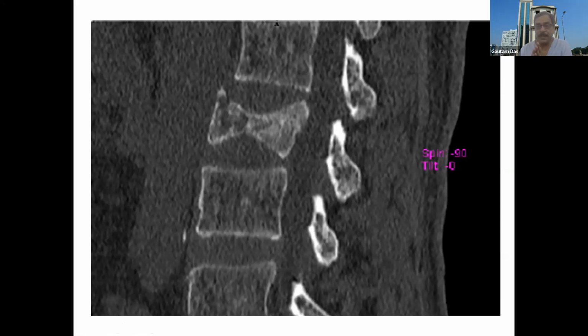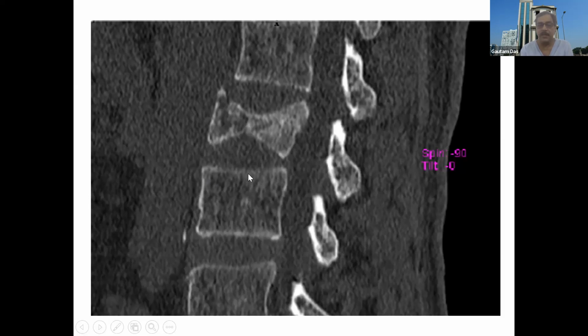By the Denis classification, our spine is classified into three columns. The anterior column is from the anterior margin. The anterior longitudinal ligament is here in front of the anterior margin. So the anterior longitudinal ligament, the anterior two-thirds of the vertebral body and the anterior two-thirds of the disc is your anterior column.